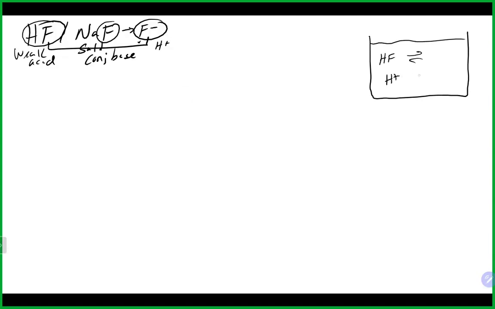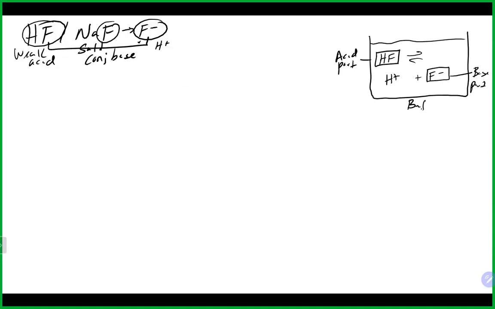It's just hanging out. It's not really doing much, but it's really the F minus part. The difference between HF and F minus is an H plus, right? Or the Bronsted-Lowry definition. So that again is what you need. So if we have this buffer, again, we will have HF, we'll have some H plus, and we will have some F minus in there. Once again, we have the base part of our buffer, and we have the acid part of our buffer.